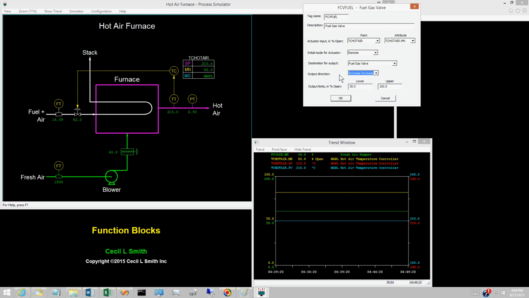With digital communications and smart valves, the process controls can transmit the % open value from the controller directly to the smart valve, while retaining the output direction feature within the valve block. Smart valves will eventually displace conventional valves, but this will take some time. In the meantime, valve blocks will provide the output direction feature. The next video examines the PID block in more detail.